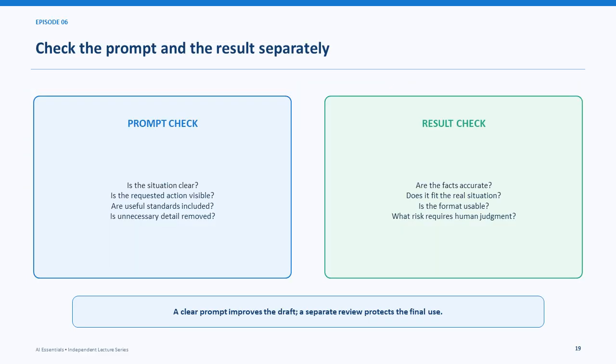Check the prompt and the result separately. For the prompt, ask whether the situation is clear, required roles and standards are visible, and unnecessary detail has been removed. For the result, verify facts, fit, format, and any issue requiring human judgment. A clear prompt improves the draft; a separate review protects the final use.